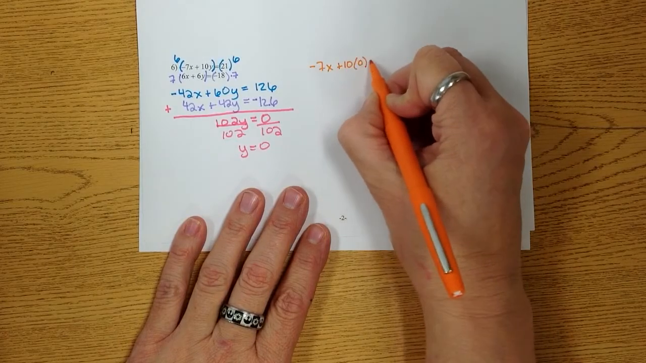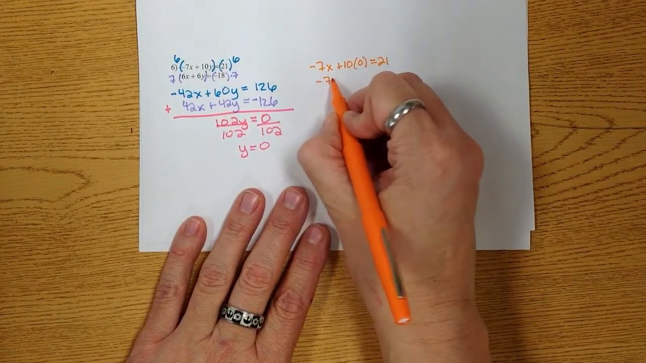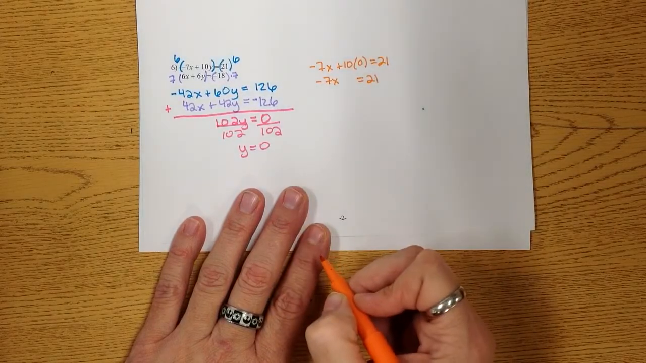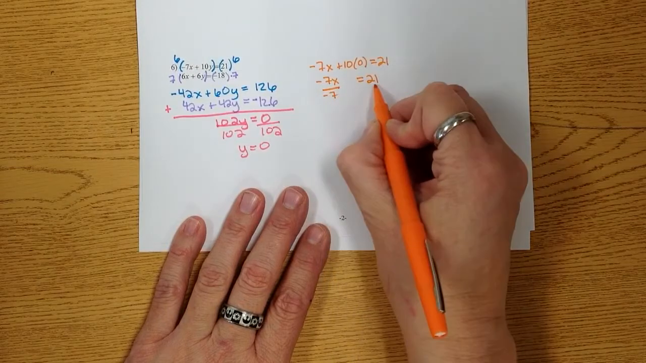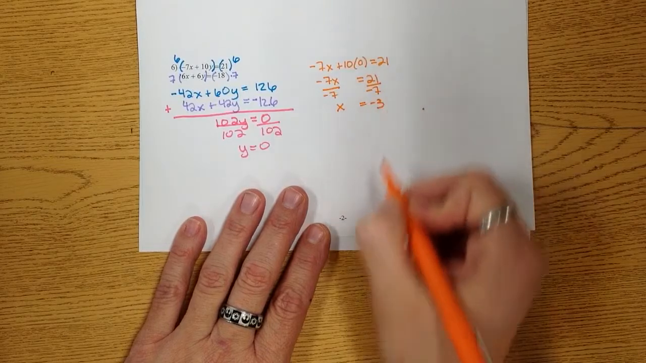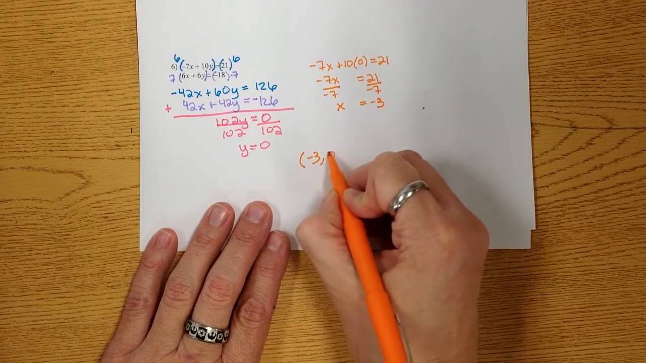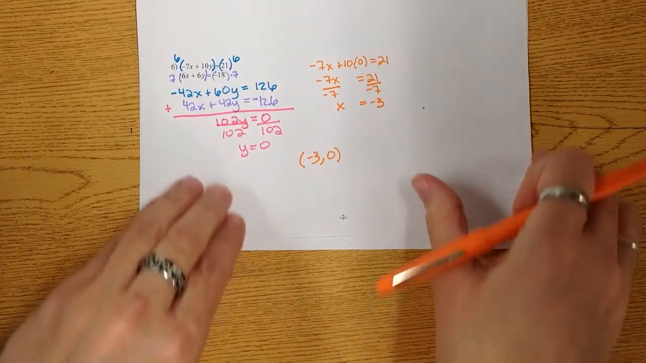Multiply 10 by 0. I get negative 7x. Now that becomes 0, so I don't need to write that down. And I get equals 21. Divide by a negative 7 on both sides of the equal sign, and I get negative 3. So my answer is negative 3, 0. Isn't that fun? Okay, let's try a different problem.